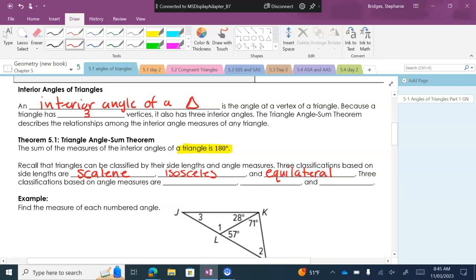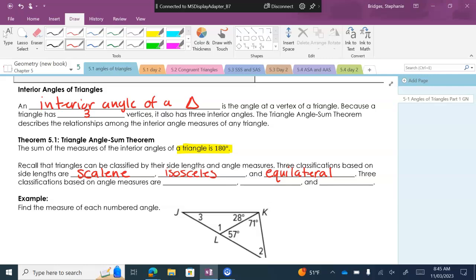Equilateral. Okay, so if I'm classifying a triangle by its side lengths, it's scalene, it is isosceles, and it is an equilateral. Scalene means all three sides have different lengths. Isosceles means two sides are the same. Equilateral means all three sides are the same.